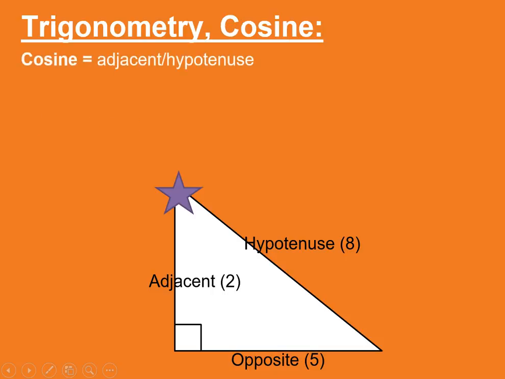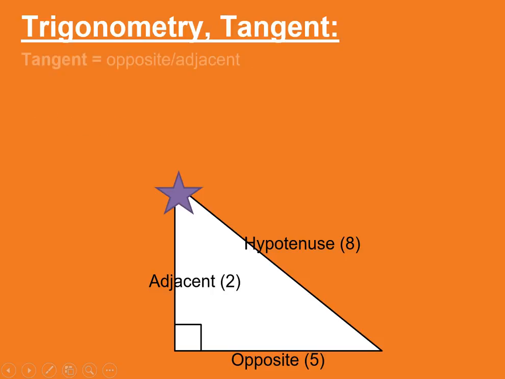For the cosine, it's the adjacent over the hypotenuse. Again, we're evaluating angle star here. So it's going to be 2/8. And then finally, the tangent is going to be the opposite side over the adjacent side. So that's going to be 5/2 for the tangent of star.